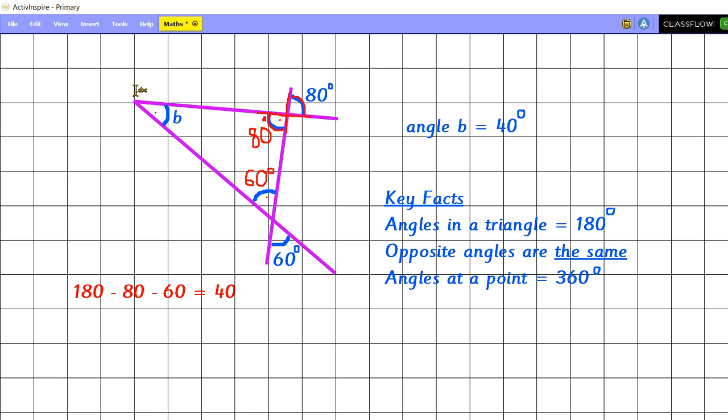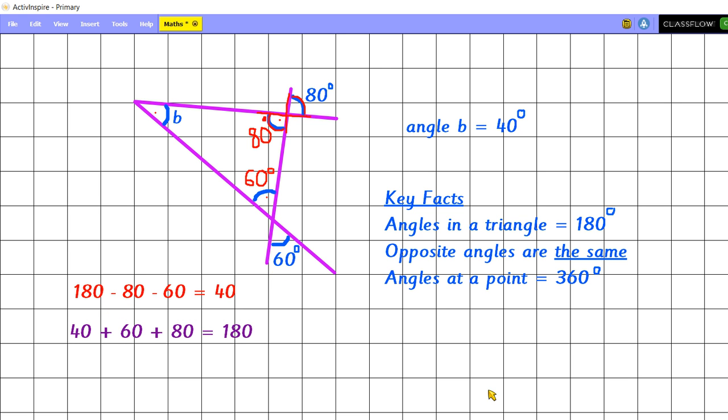Well, I could do 40, add 80, add 60. And what should it equal? 40, add 60, add 80. It should equal 180. Let's just double check. 40 add 60 is 100 and 100 add 80 is, well done, 180. So I must be correct.